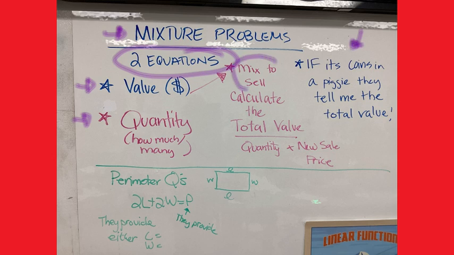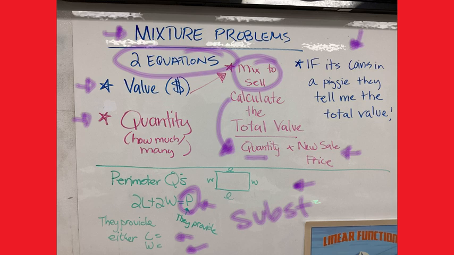But it's a mixture to sell, we have to calculate it, and we calculate it using the quantity times the new sale price. We also talked about perimeter problems, that you could have all of this on a note card, by the way, because it's not giving you specific problems, but it does give you hints. You write your equation that never changes, and then they have to provide the perimeter, and then they have to either provide an equation for the length or the width, and then you solve by substituting.